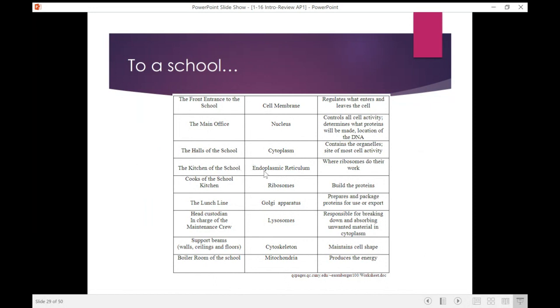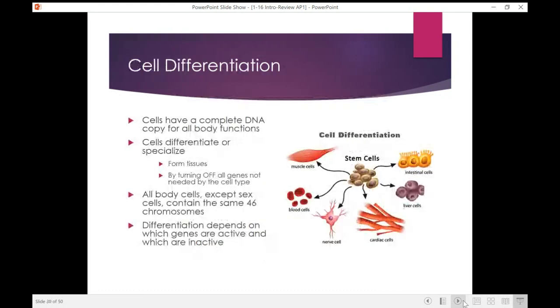The kitchen of the school is going to be like the endoplasmic reticulum. It's where the ribosomes do their work, and therefore what are the ribosomes? Those are the cooks in the school's kitchen. They help to build the proteins. The lunch line is like the Golgi apparatus because it prepares and packages the proteins for use and export. The head custodian in charge of the maintenance crew is going to be like the lysosomes because it's responsible for breaking down and absorbing this unwanted material in the cytoplasm. The support beams, like the walls, the ceilings, and the floors, would be like the cytoskeleton because it maintains the cell shape. And the boiler room of the school is going to be like the mitochondria. It helps to produce the energy.